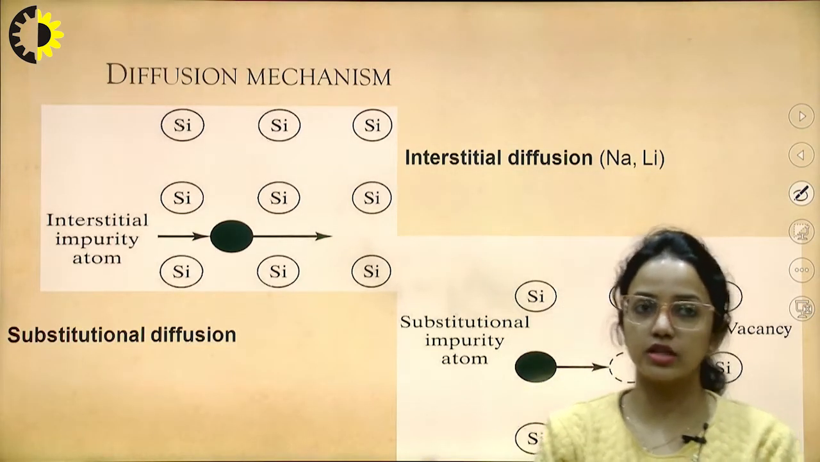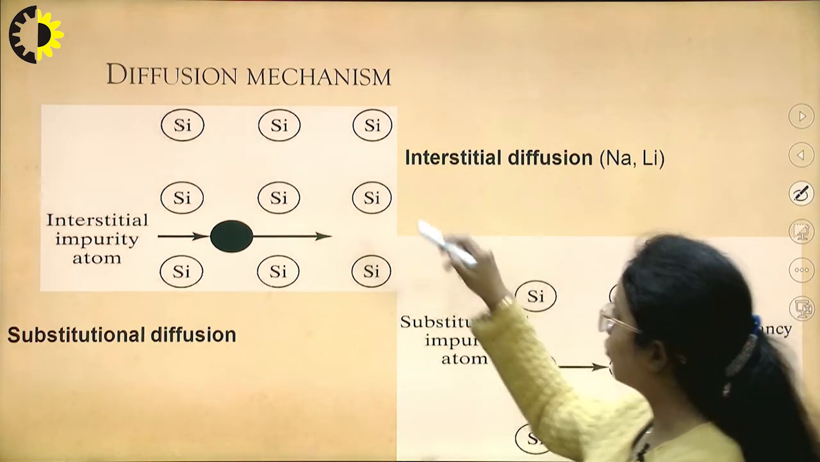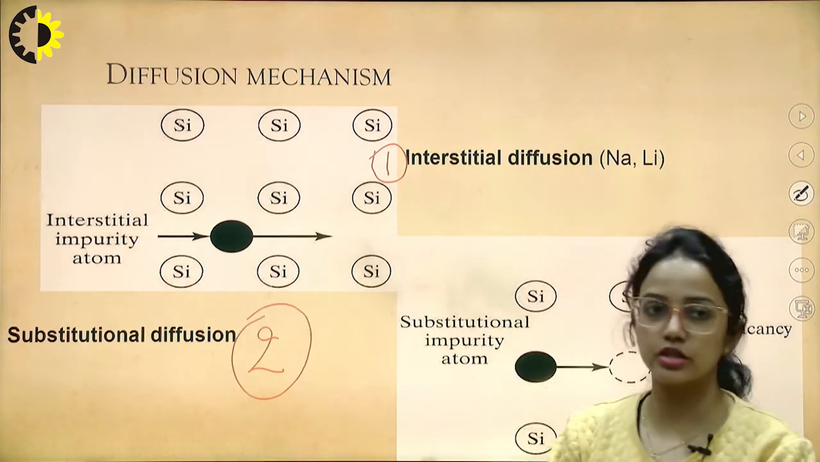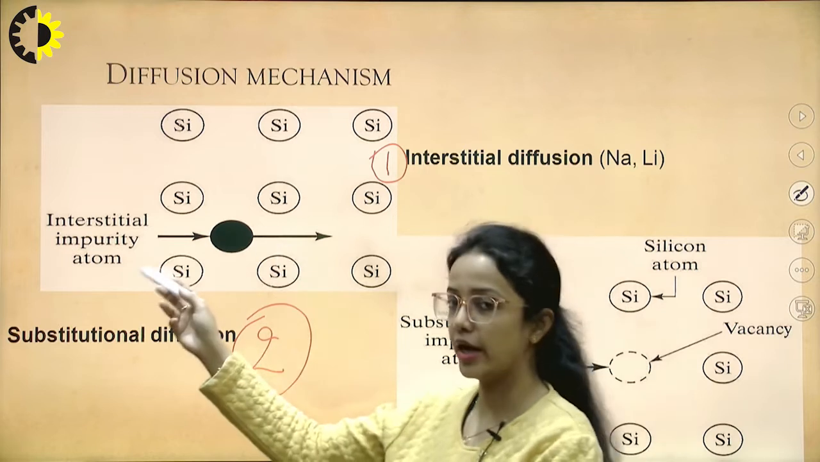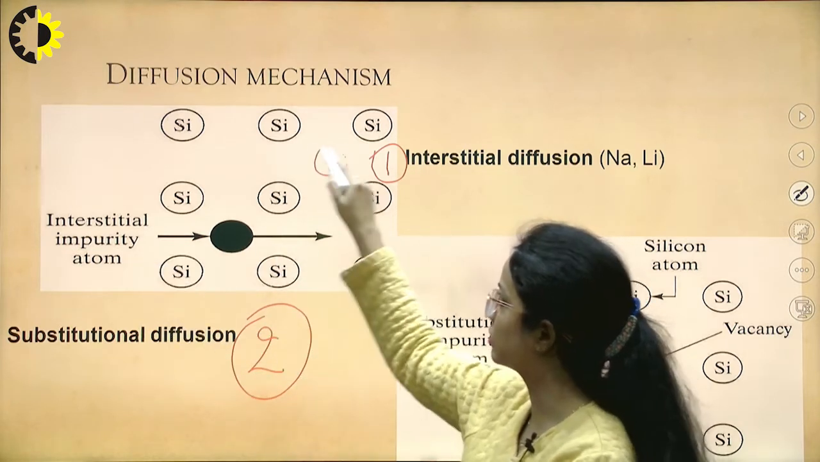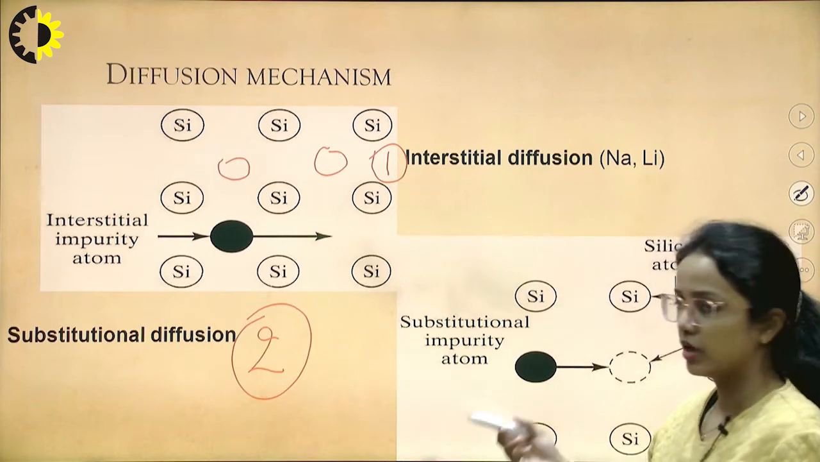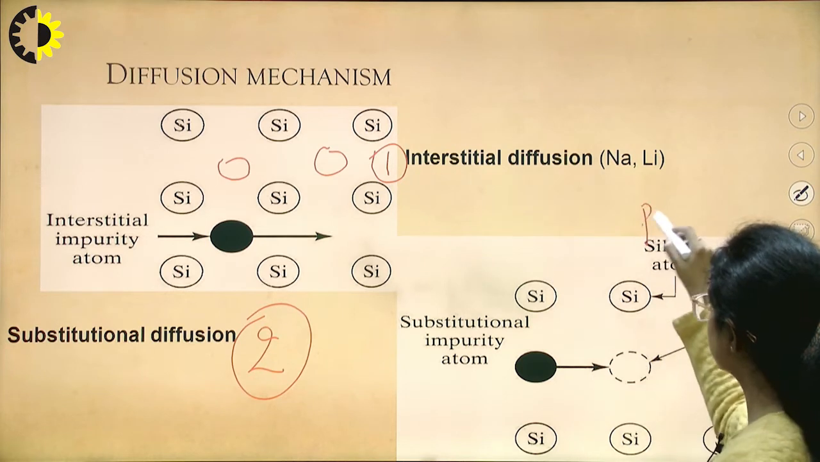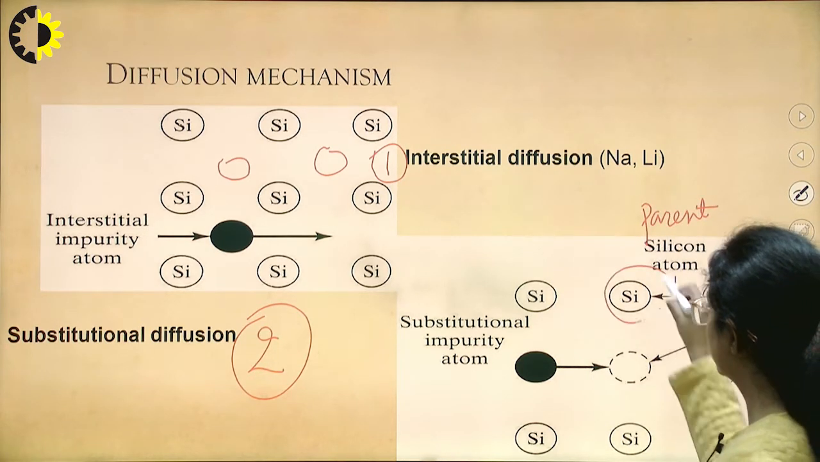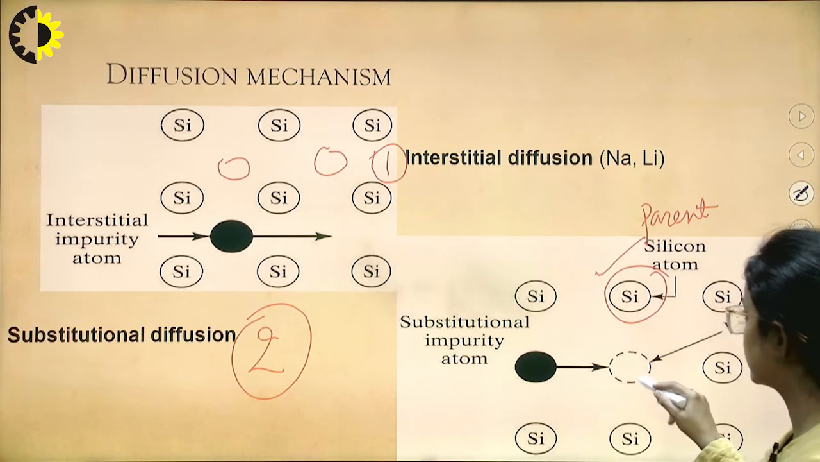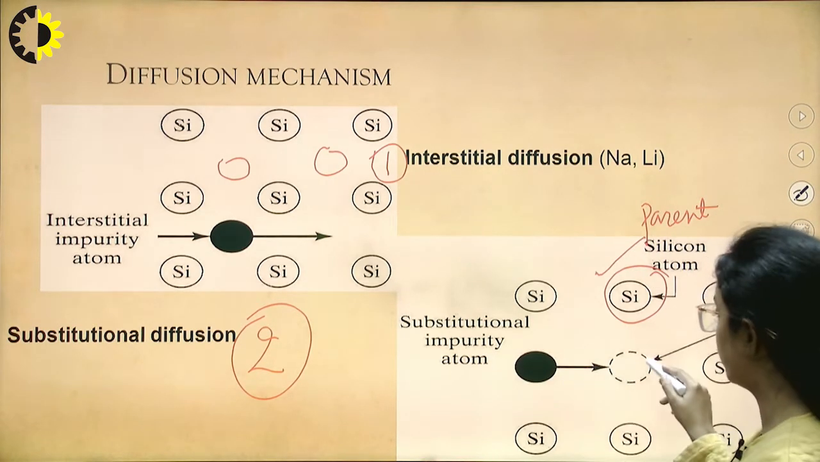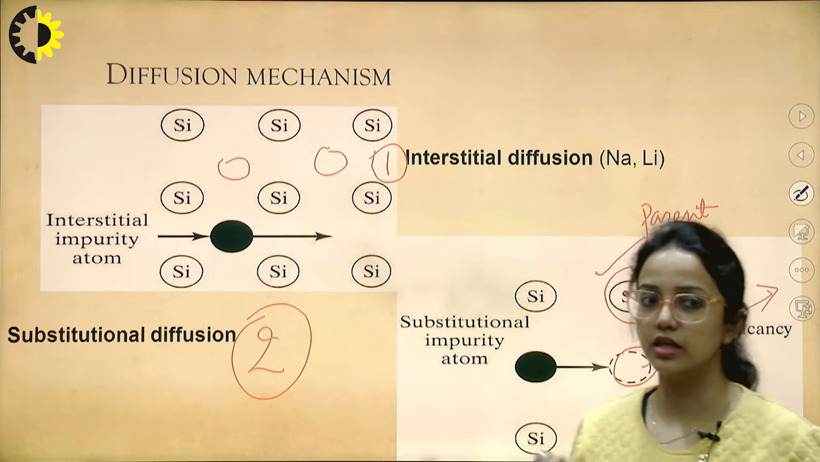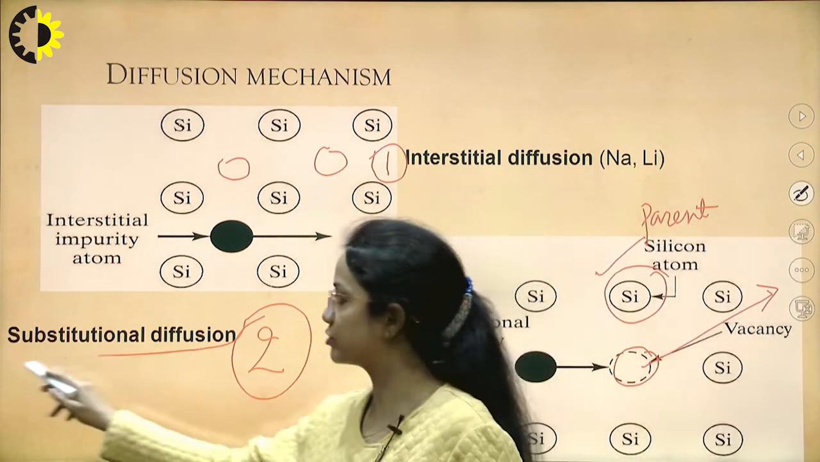Now we have several kinds of diffusion. First we were discussing what is interstitial diffusion and what is substitutional diffusion. In interstitial diffusion, the lattice remains unchanged and a foreign atom comes and enters. In substitution, the previously existing parent silicon molecule remains at its place, and the foreign molecule comes and hits it. It knocks it out of the lattice, creating a vacancy, and in that vacancy the dopant atom enters. So this is substitution.